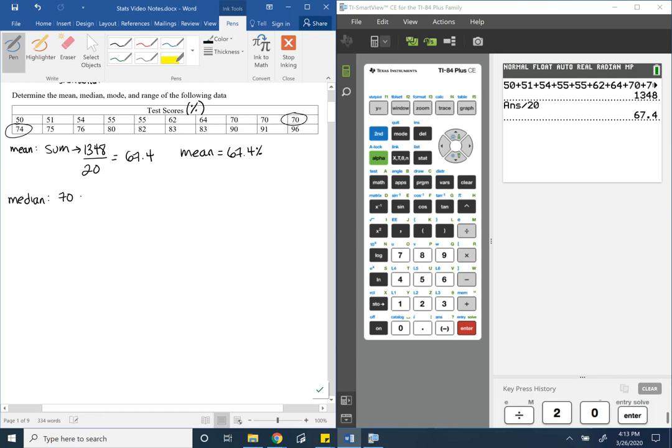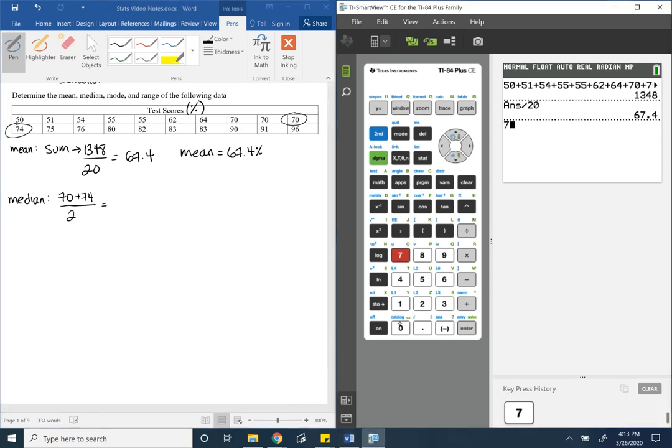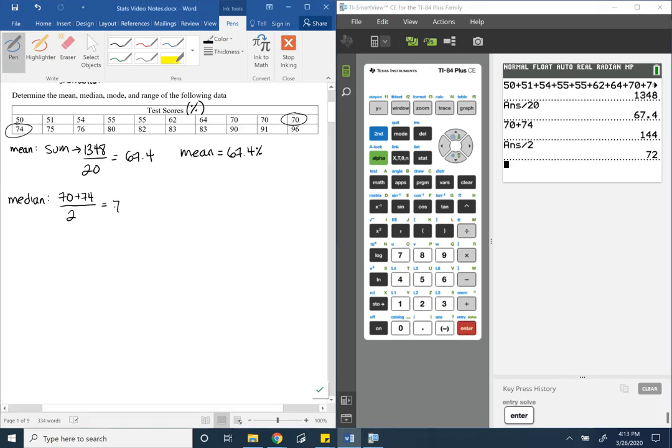To find the average of two numbers, we're going to take those numbers, we're going to add them up, and we're going to divide by 2. It's like how we just calculated the mean. So we'll have 70 plus 74. We'll divide it by 2, and I get 72. So my median is 72%.